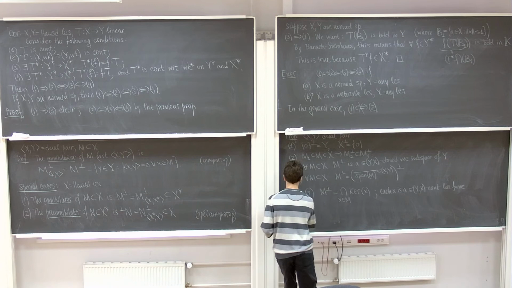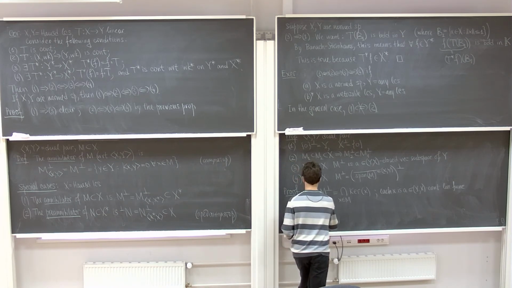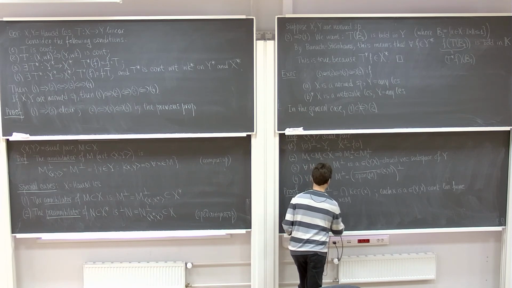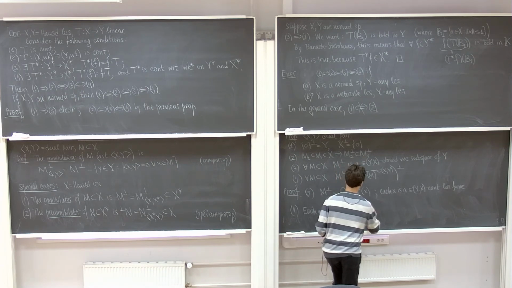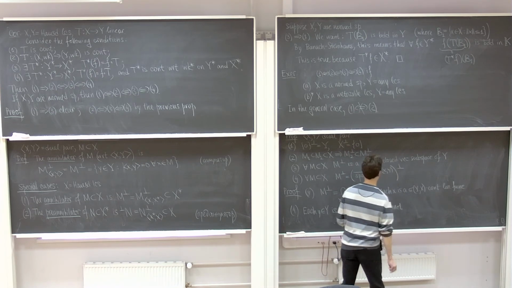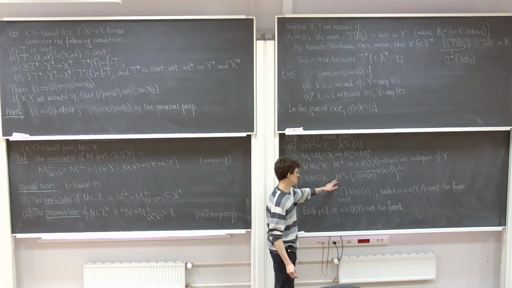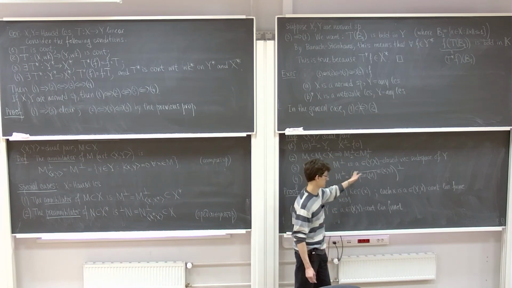And similarly, property 4 follows from the fact that each Y is a weakly continuous linear functional on X. So if it vanishes on M, then by linearity it vanishes on the linear span, and by continuity it vanishes on the closure of the linear span.